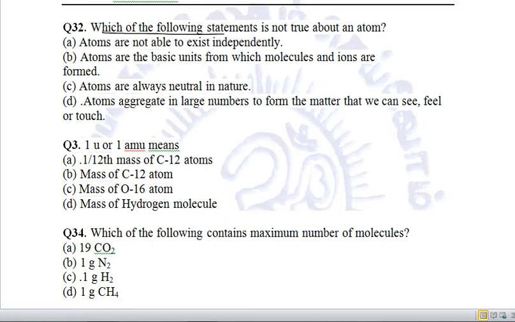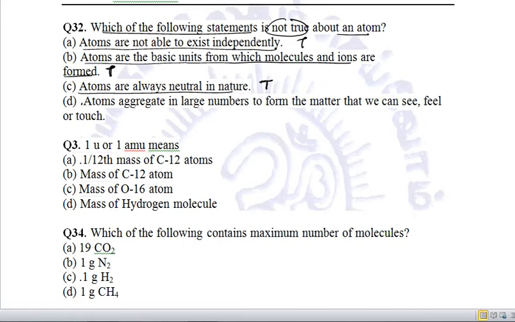Which of the following statements is not true about an atom? Atoms are not able to exist independently. This is a true statement because we have seen so many monoatomic elements, right? Atoms are the basic units from which molecules and ions are formed. This is also a true statement. Atoms are always neutral in nature, exactly, because all the atoms contain the same number of electrons and protons, which are equal and opposite in charge, and hence cancel out each other's charge.